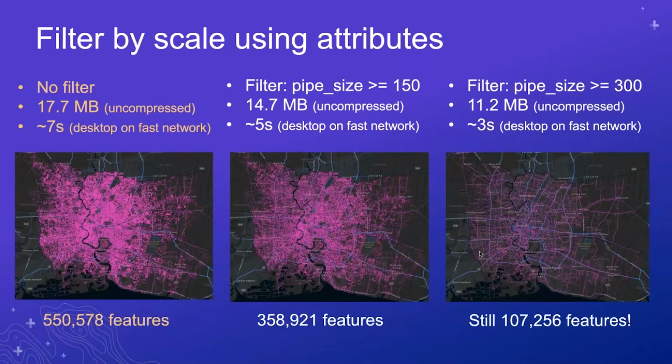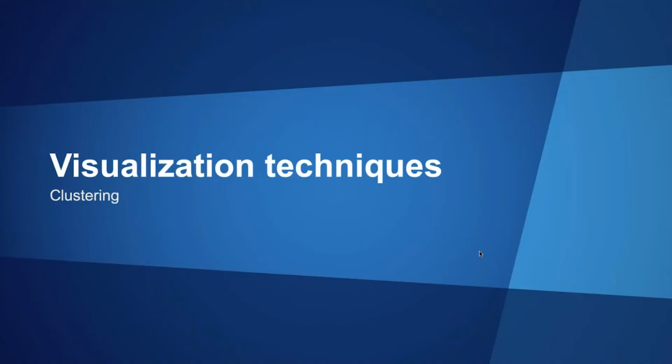Either show much fewer features at this scale, or set a visibility constraint even more aggressively, so as they zoom in, they don't see the features until they come in. So filtering your scale by attributes is just one method you can use to improve at least initial load performance of your app. Now, I want to talk about clustering a little bit here too.